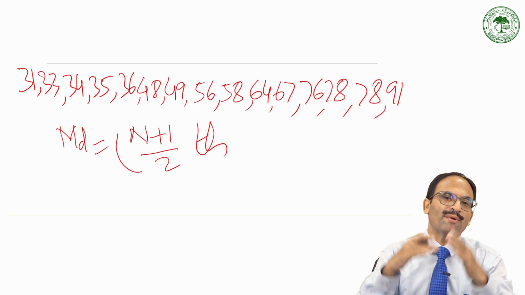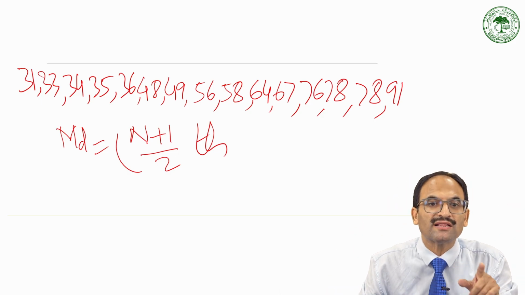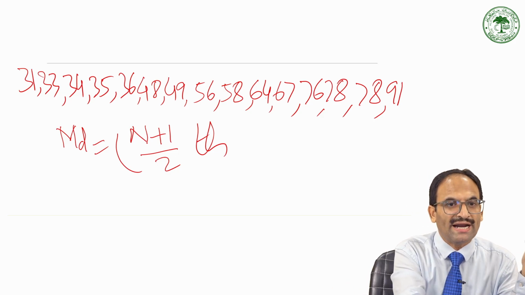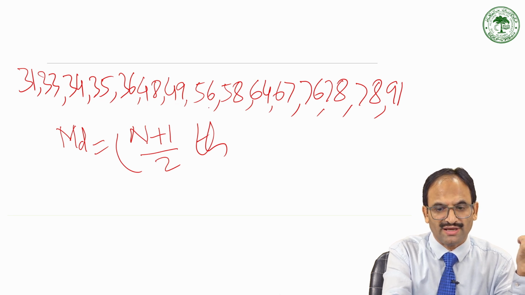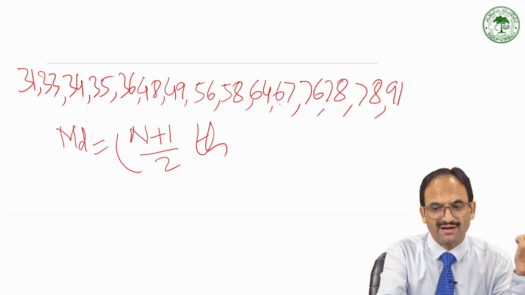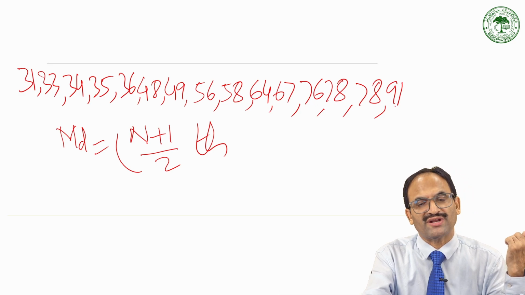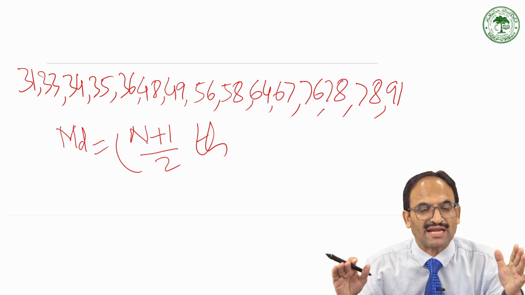So remember how many numbers were there? 15. So let me count whether I have taken all the numbers or I have missed someone. So 1, 2, 3, 4, 5, 6, 7, 8, 9, 10, 11, 12, 13, 14 and 15. So total 15 numbers I have taken, that is, I haven't missed any number.